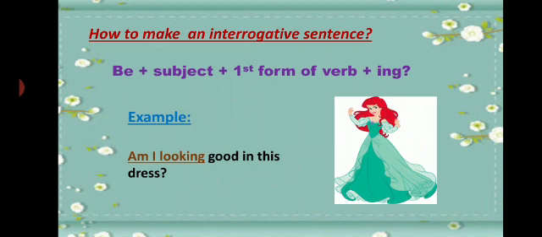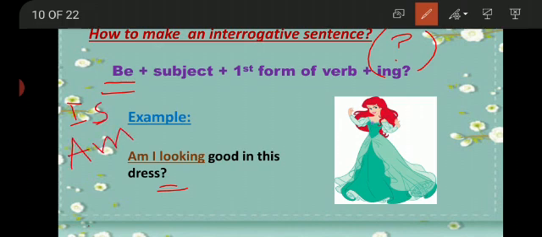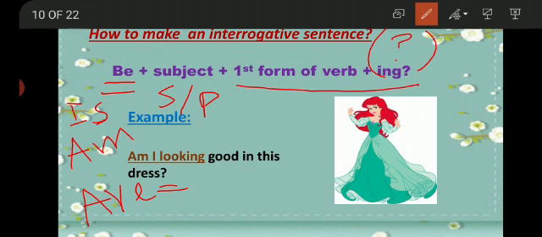Now how to make an interrogative sentence? Interrogative sentence, or you may say the question sentence. As it is a question sentence, we will put the question mark at the end. So this formation is be in the start, and be can be is, am, are. And then the subject, it can be singular, it can be plural. Then first form of verb plus ing for showing the continuity of action.